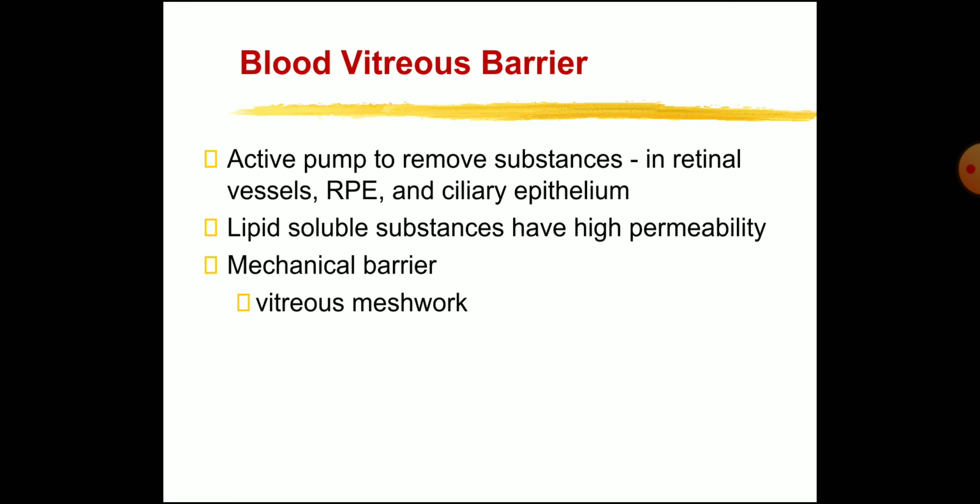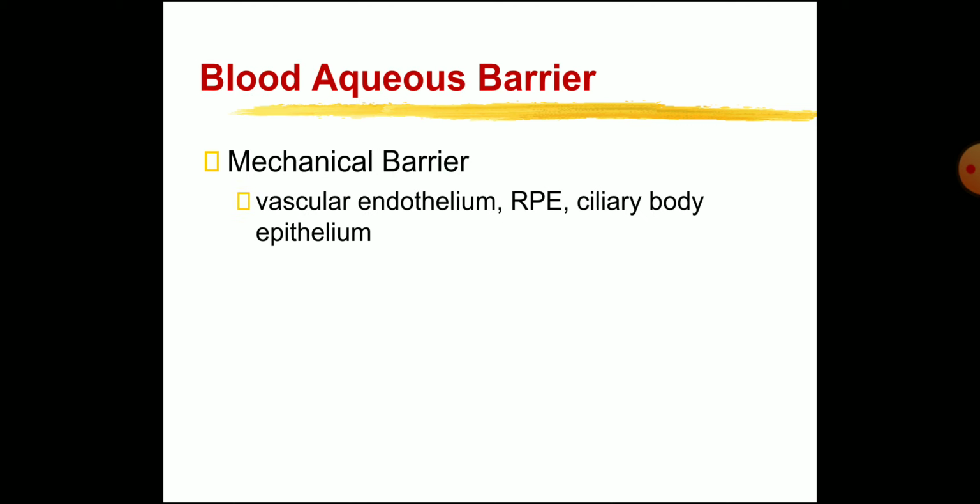There is an active pump to remove these substances in retinal vessels and RPE and also in the ciliary epithelium. Lipid-soluble substances have high permeability, and the mechanical barrier is the vitreous meshwork. Blood-aqueous barrier, again a mechanical barrier: vascular endothelium, RPE and ciliary body epithelium.